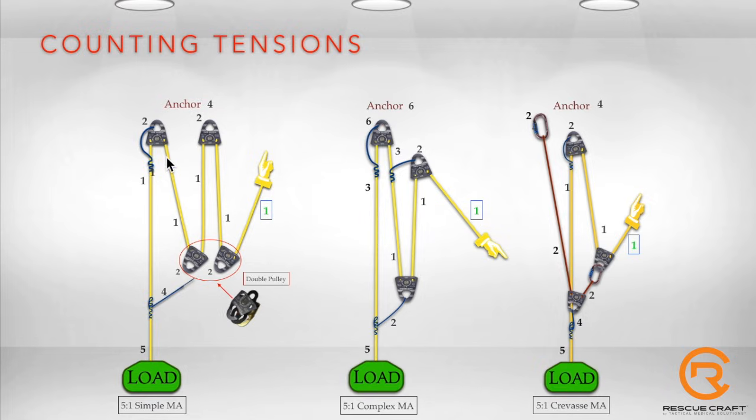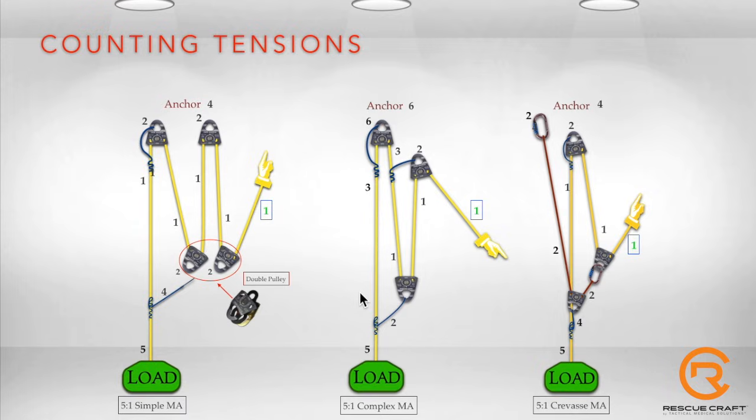1 comes in, 1 comes out, 2 is left, so that means we have a 4 total on our anchor. That 1 continues down, meets up with our rope grab. That is 1 plus 4, which means we have 5 tensions. So that is a 5-to-1 simple mechanical advantage. And like we said before, that's a double pulley.